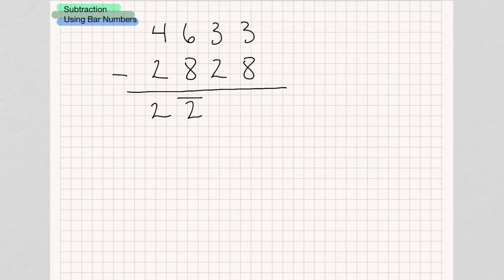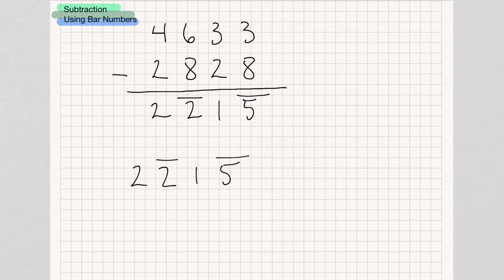Next we have 3 minus 2. 3 minus 2 gives us 1. And now we have 3 minus 8. Instead of 3 minus 8, let's do 8 minus 3. 8 minus 3 gives us 5, and we put a bar above it. So we get this number as our answer, 2, 2 bar, 1, 5 bar.